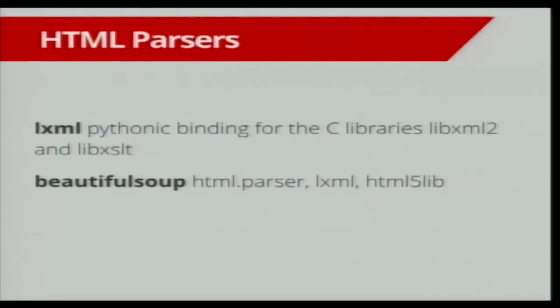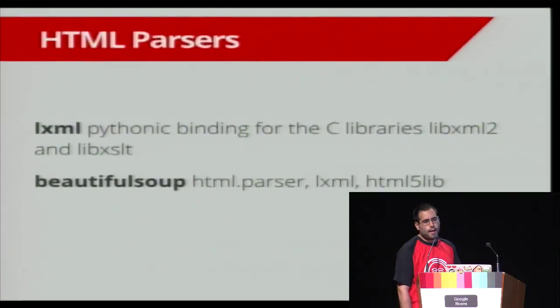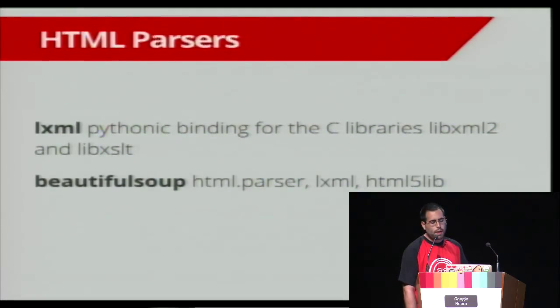Okay, so what HTML parsers do we have available in the Python ecosystem? Well, we have lxml. It's a Pythonic binding for some really fast C libraries. And it's the de facto way to parse HTML, I think. And there's also Beautiful Soup. Beautiful Soup is not a parser. It's just a wrapper around parsers. For example, html.parser is the standard library one. It also offers a wrapper over lxml. And also there is the html5lib library that works really well if you are trying to scrape really broken websites. I recommend that one.